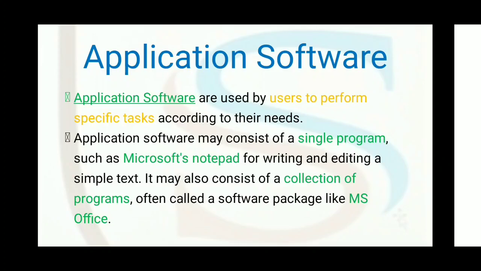Application software may consist of single programs such as Microsoft Notepad, which is used for writing and editing simple text, and it can also consist of a collection of programs often called a software package like MS Office. It is a package of different things. It includes MS Word, MS PowerPoint, MS Excel, MS Access. So this is a complete software package available.